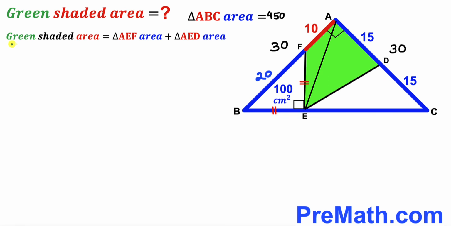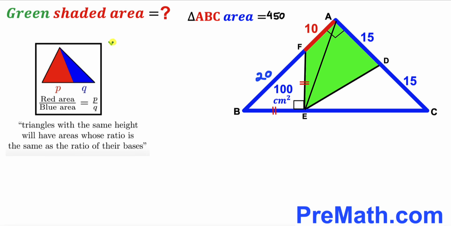We can see that this green shaded quadrilateral area is going to be equal to the area of the triangle AEF and the area of the other triangle AED as well. And here's our triangle AEF, and this is our triangle AED. So now our task is to calculate the area of the triangle AEF and the area of the other triangle AED as well. And now let's recall this crucial concept.